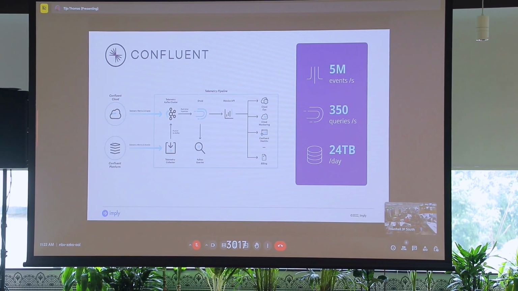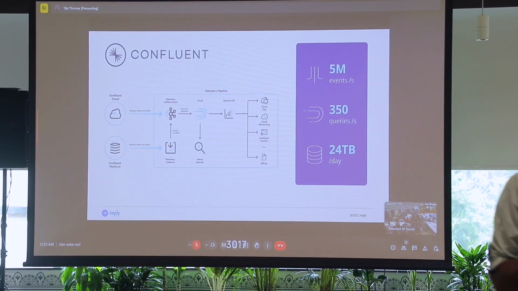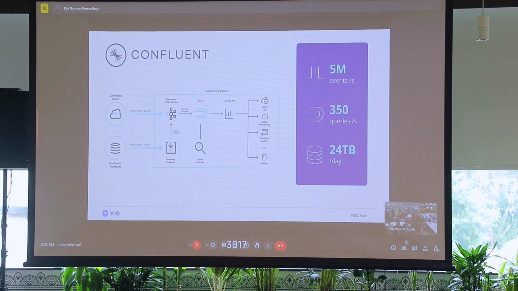Yeah, so just giving you some of the high level, this I showed in last session as well. At Confluent, almost 5 million events are generated per second, 350 queries per second, and 24 TB of data gets generated per day, right? So any analytical system which is capable of querying so much data and giving you a result is what we are looking for, right? If you are deploying a big analytical tool, I'm not naming any of them, you will be bankrupt within a month, right?